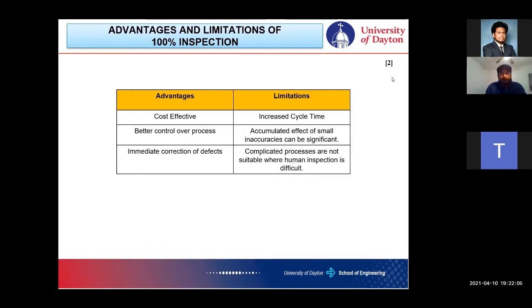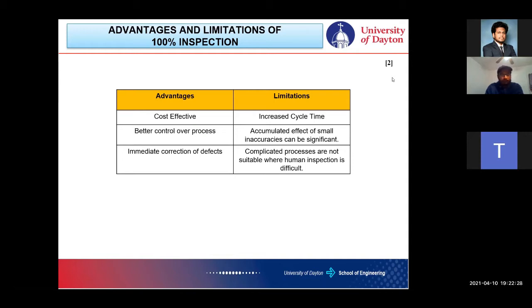Next, we move on to the advantages and limitations of human inspection. The key benefits of 100% human inspection is that it is cost effective and it has better control over the process. The exact source of defects are found with ease, and there is accountability for the quality of products with human involvement. It is also effective in easily fixing defects.